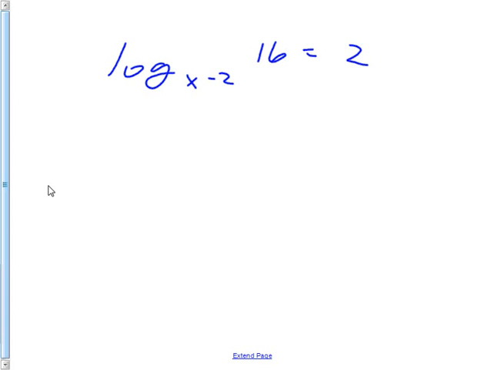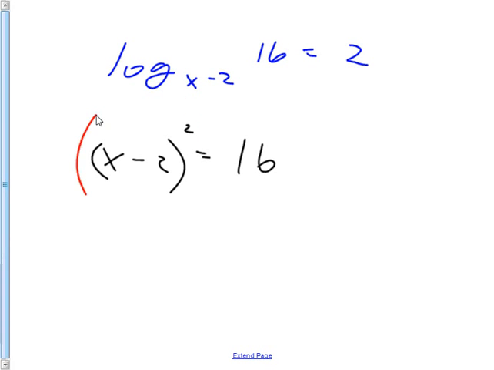This one, you're going to have to do a rewrite. It's a log right now, and you're going to have to rewrite it as an exponential. So as I do that, I'm going to get rid of the log. That's kind of cool. So it'll just become x minus 2 to the power of 2 is equal to 16. See if you can finish it from there. I'll pause while you do that.